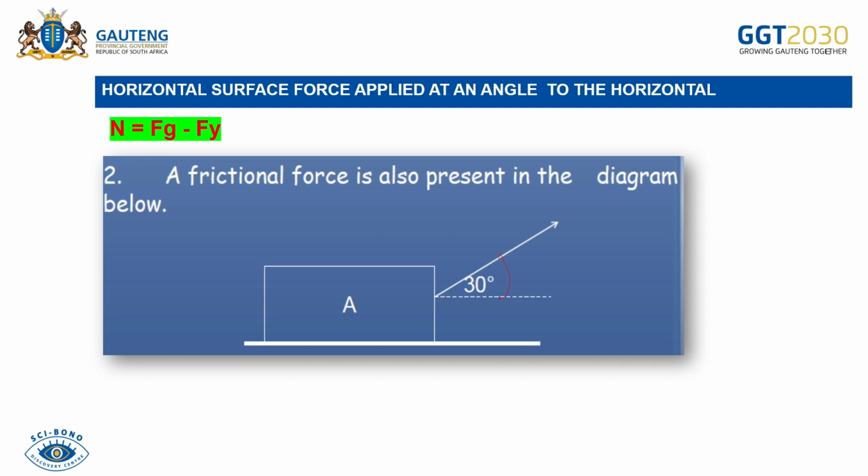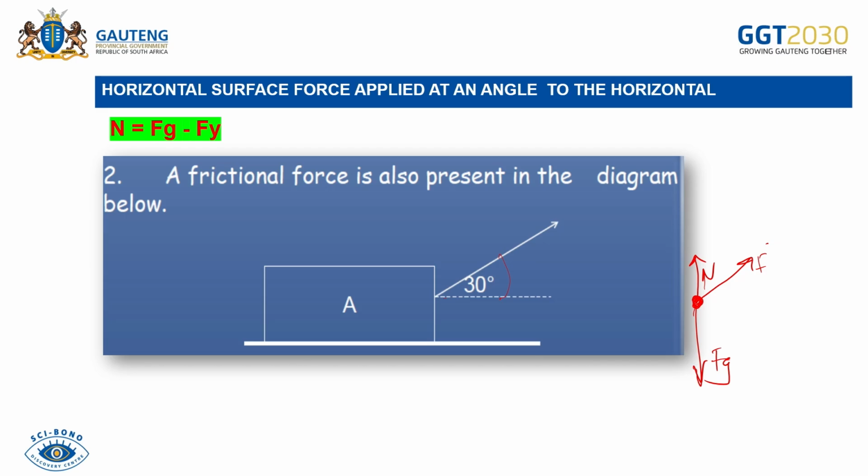Okay, let's draw our free body diagram. So free body diagram, I'm going to have my Fg, which is acting downwards. I'm going to have my normal force, okay? All right? And then the force that is being applied, okay?